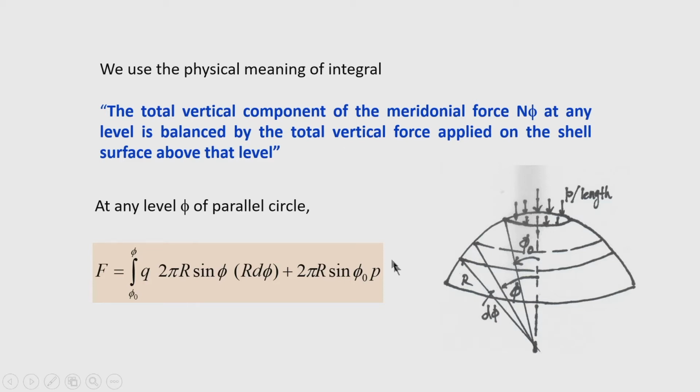So, if I consider now a level here, this is the edge of the opening, which is at an angle phi naught. So, phi naught to phi. This is the level, say at level phi, at which we are interested to calculate the membrane forces. Okay. So, at this level let us see what will be the total force.